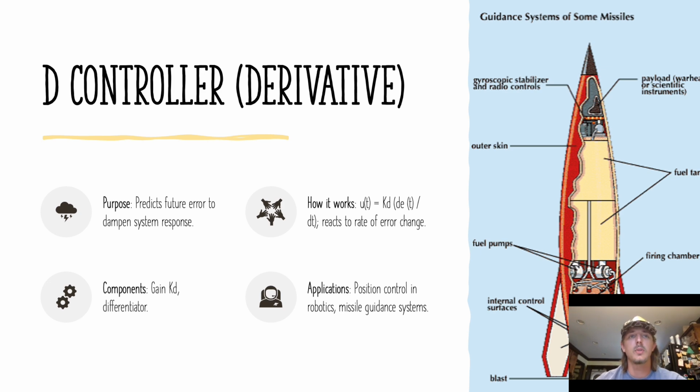Now, the D controller, in my opinion, is the most fascinating. To sum it up, it's a type of controller strategy that reacts to the actual rate of change of the error signal rather than the magnitude of the error itself. Its primary function is to predict the system's future behavior by analyzing how quickly the error is changing over time. Mathematically, this is by far the best controller.